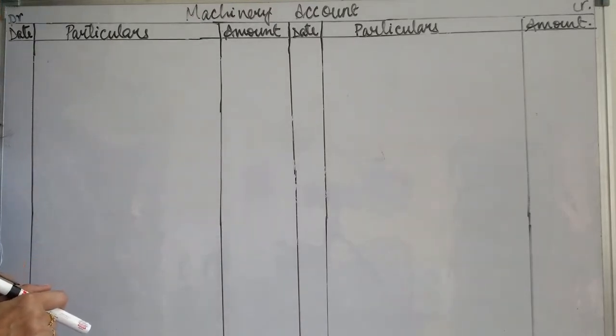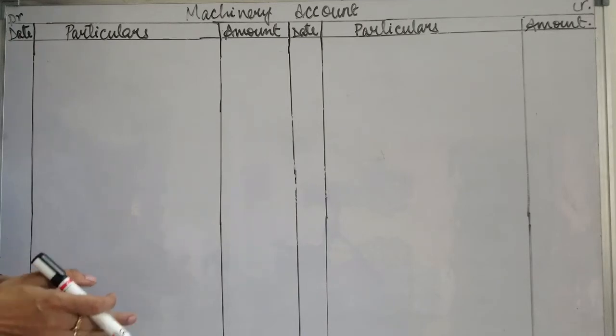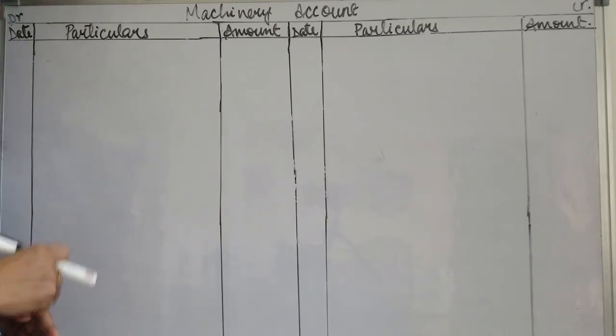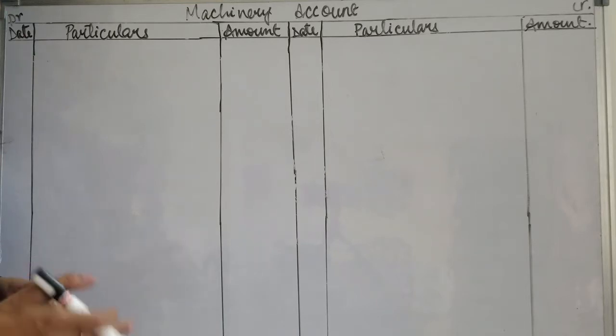It is given that a company purchased a machinery for rupees 50,000 on 1st October 2017. Another machinery costing rupees 10,000 was purchased on 1st December 2018. On 31st March 2020, the machinery purchased in 2017 was sold at a loss of 5,000. The company charges depreciation at the rate of 15% per annum on the diminishing balance method. Accounts are closed on 31st March every year.